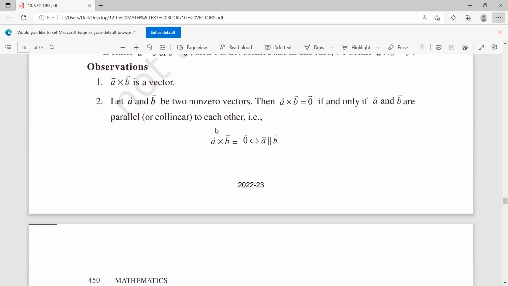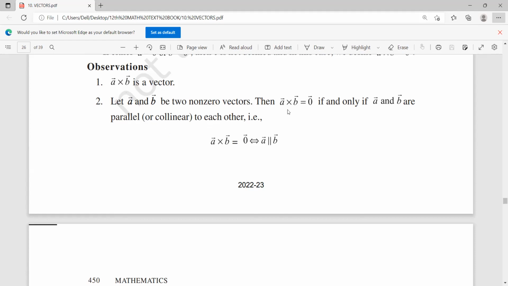First thing, observations. What do we observe? A cross B is a vector, first observation. Of which direction? Perpendicular to A and B. Perpendicular to both.